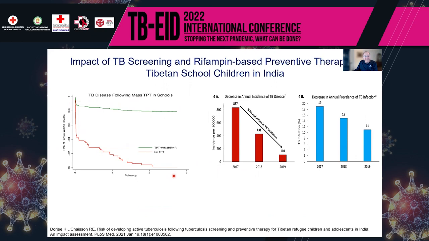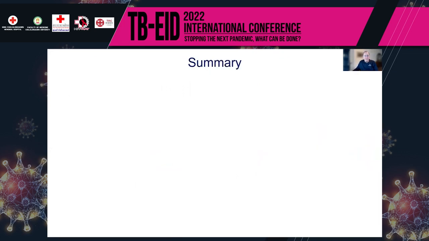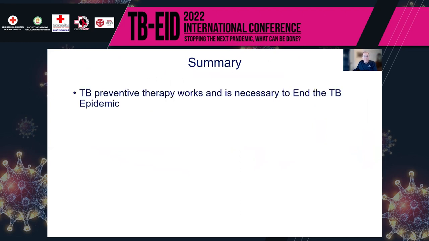compared to those who elected not to choose TB preventive therapy, but that overall the incidence of TB disease over 3 years with this intervention declined by almost 90%, and the prevalence of TB infection significantly declined as well. So this is all just demonstrating that at the population level, treating TB infection in those at highest risk pays real benefits. So in conclusion and in summary, TB preventive therapy works, and it's necessary to end the TB epidemic.